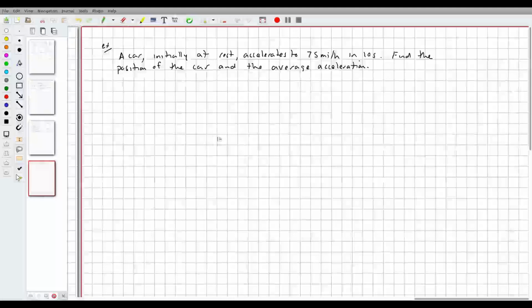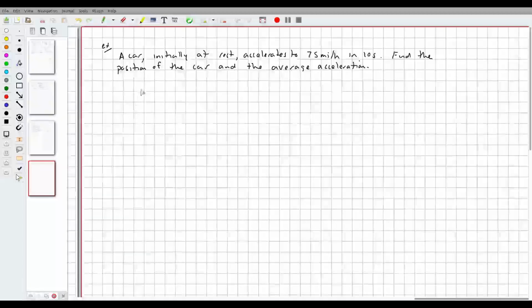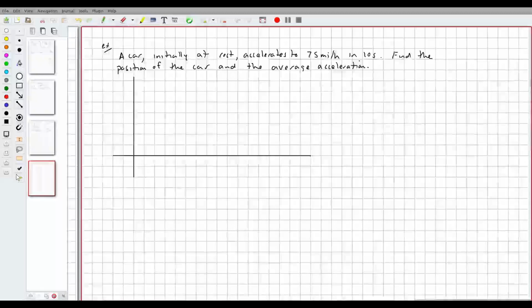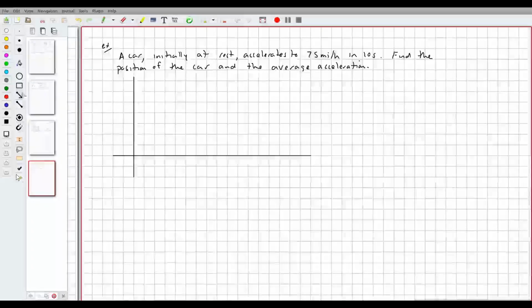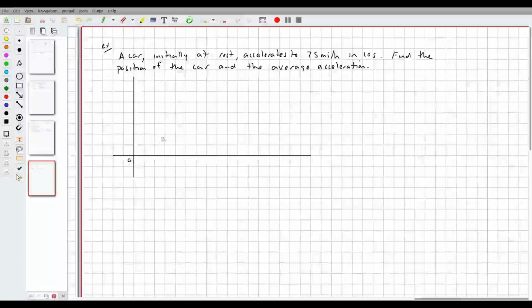So here's a word problem. Let's start talking about plans of attack. The first thing you should do after you read your word problem is to draw a picture. When you draw pictures, that allows you to draw a coordinate system. And as I mentioned before, when you have a coordinate system in place, that means you can actually start to invoke mathematics. So here's our coordinate system right here.